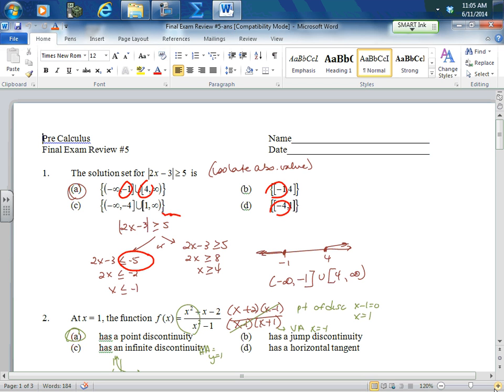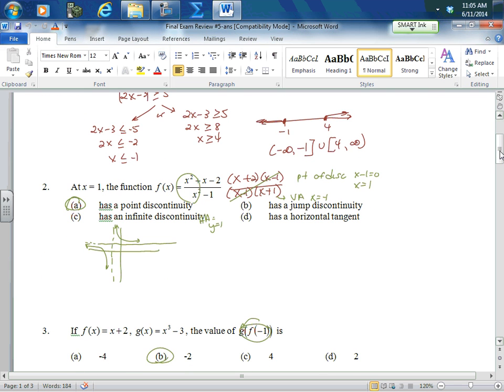Good. It works just like the last one. A point of discontinuity, remember to factor. The factor that you reduce is your point of discontinuity. We did a bunch of these.